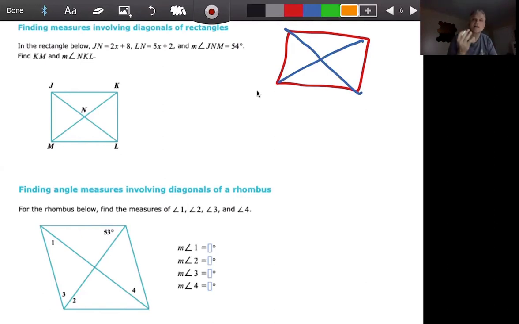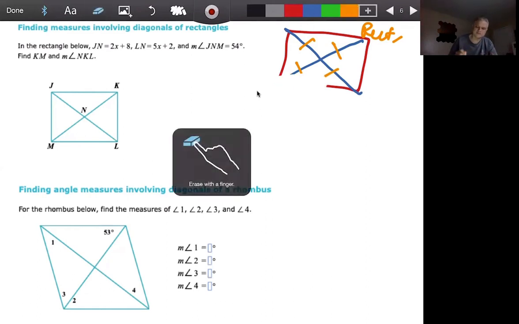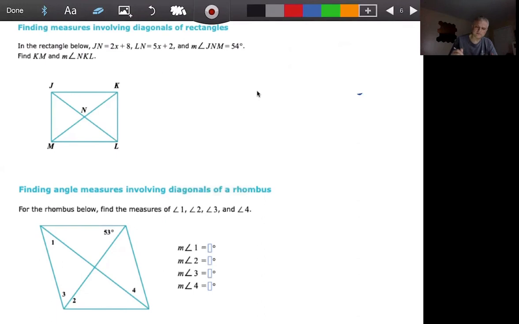I want to write that down. If you have 90-degree angles, they're all 90 degrees, then the diagonals have to be congruent. So if these got cut in half and these got cut in half, all four of these little pieces are congruent for rectangles, okay? If it's just a parallelogram, then they're bisected, but they're not congruent before they're bisected. Okay, so that is the information you're going to need for this next question here.